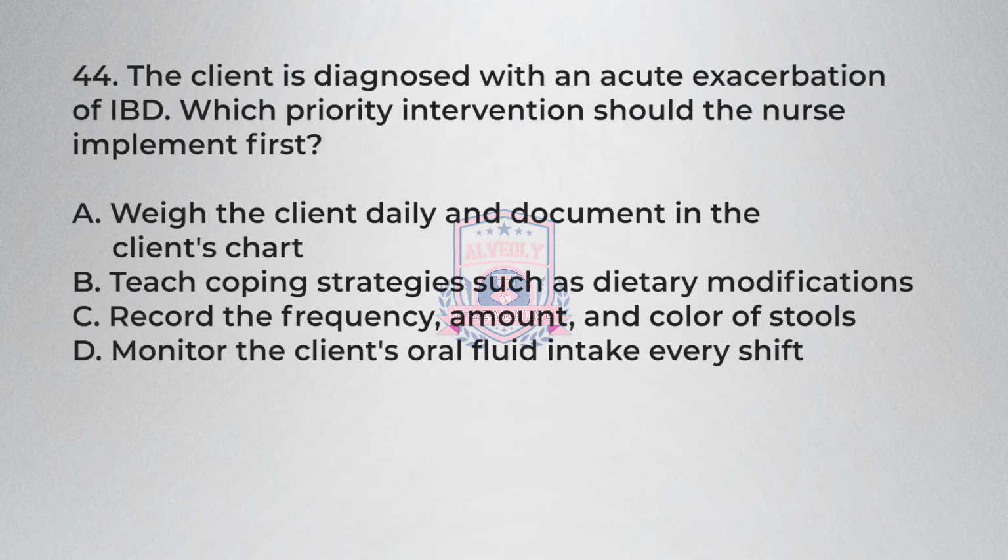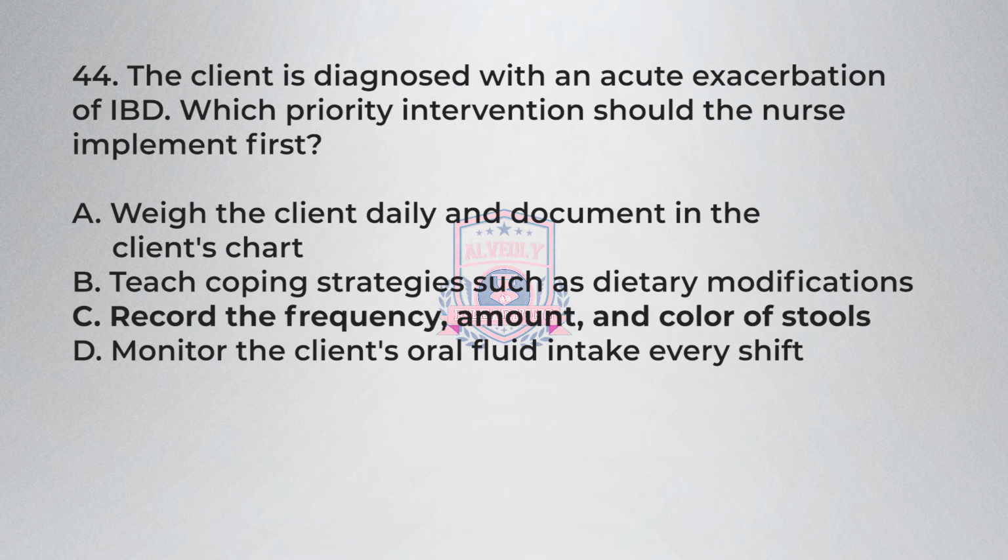Question 44. The client is diagnosed with an acute exacerbation of IBD. Which priority intervention should the nurse implement first? A. Weigh the client daily and document in the client's chart. B. Teach coping strategies such as dietary modifications. C. Record the frequency, amount, and color of stools. D. Monitor the client's oral fluid intake every shift. Correct answer is C. Record the frequency, amount, and color of stools.